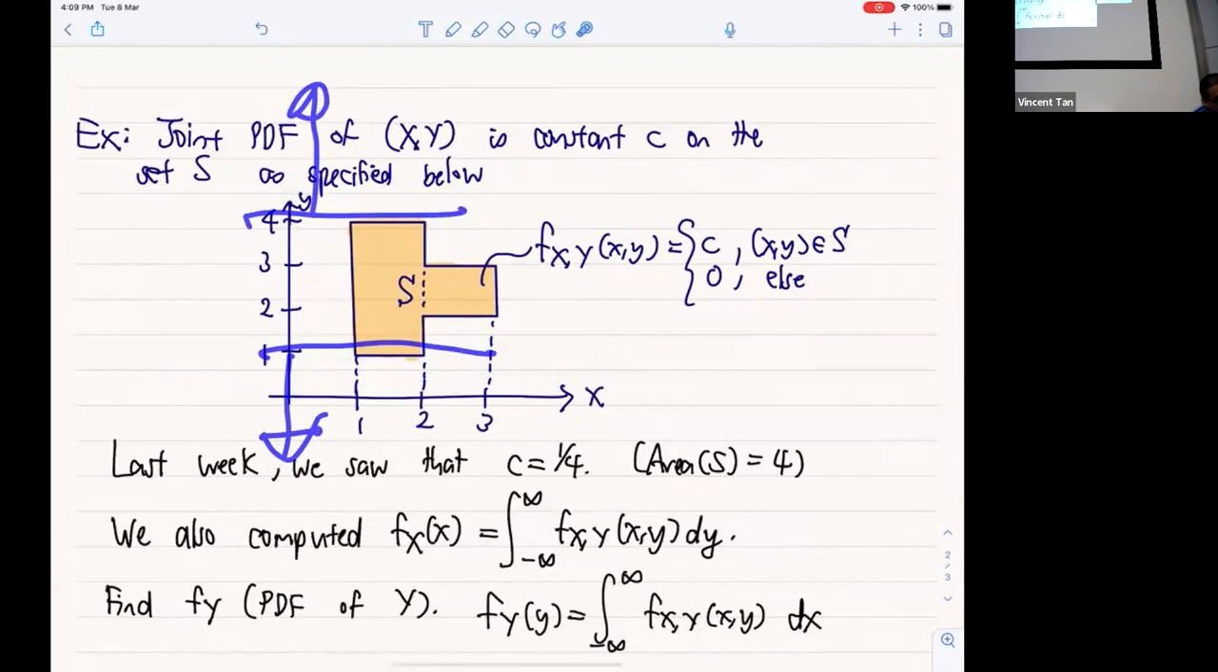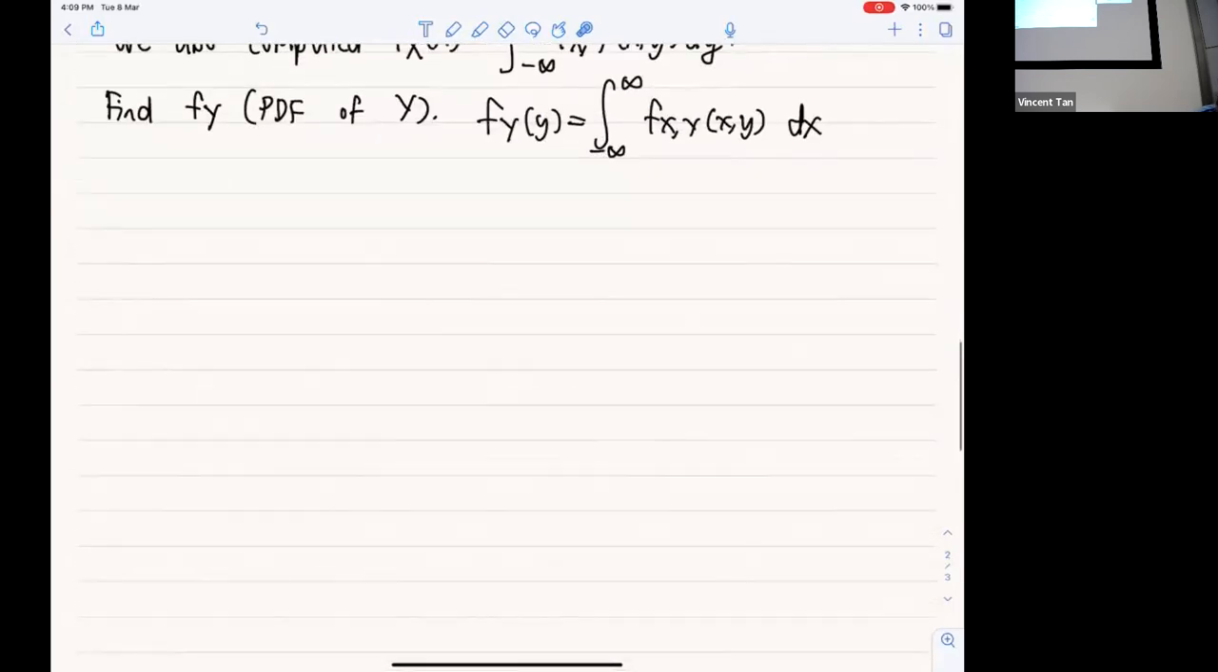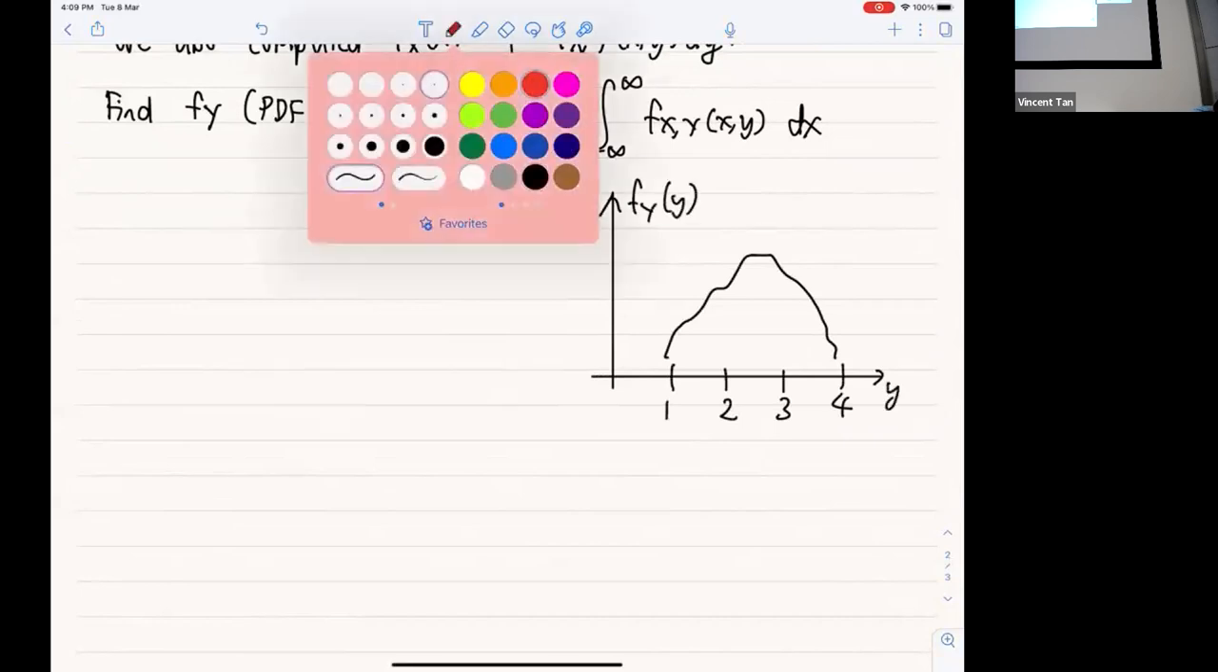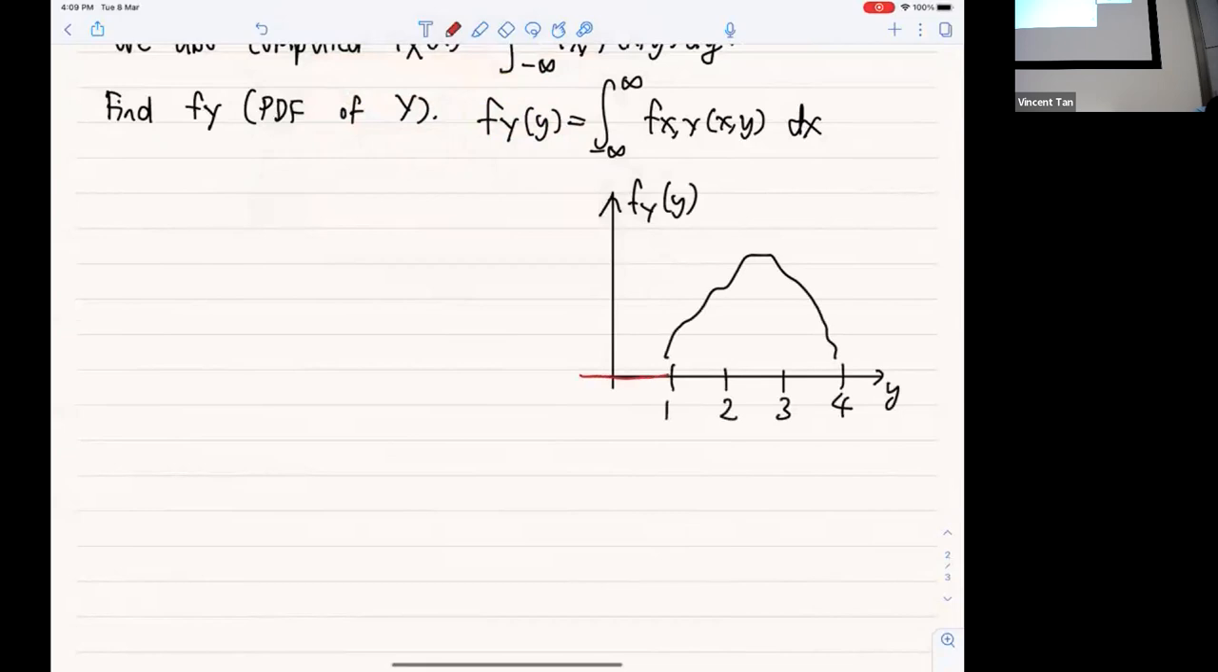Is that clear? There's only some action from 1 to 4, so it suffices for us to focus on the region from 1 to 4 inclusive. That is 1, 2, 3, and 4. There is something here. Everyone understand? There's some stuff happening there. Of course, it is not of this shape, but outside this area, you have zero density.